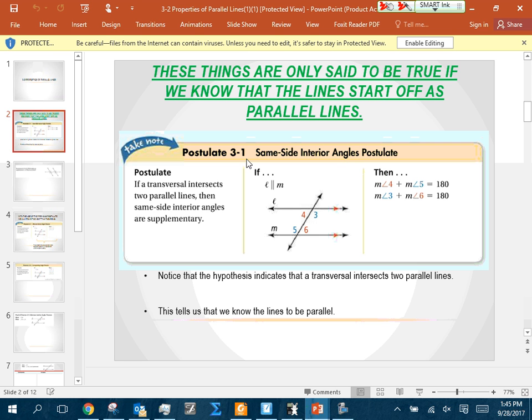But a textbook that has been peer reviewed by a bunch of authors and stuff like that, they want you to refer to it as if, then.